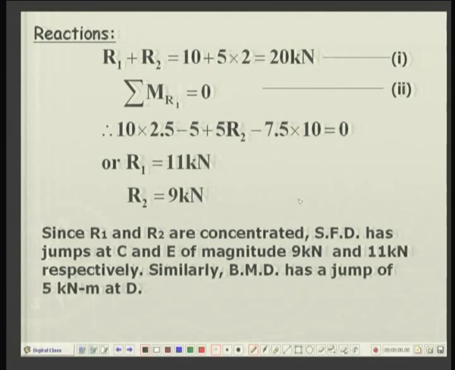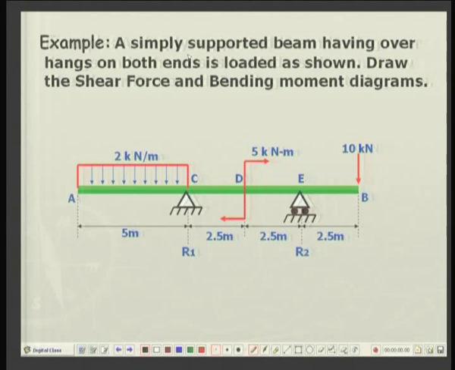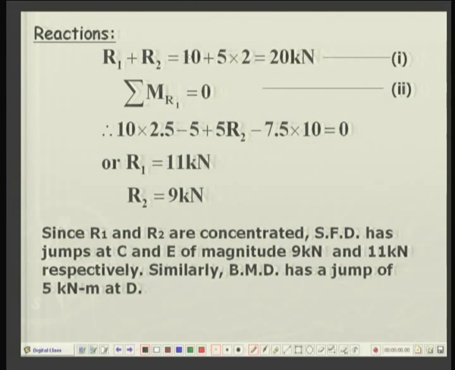Well, for the reactions, considering the entire beam as a single free body, R1 plus R2 is equal to a load of 10 kilonewtons on the overhang and a uniform load 2 into 5, that is 10 kilonewtons here. So, 10 plus 10, 20. So, you can see that you have 20 kilonewtons, and take the moments about the point C, that is where reaction R1 is acting.